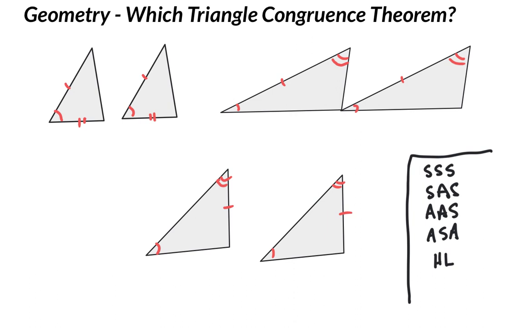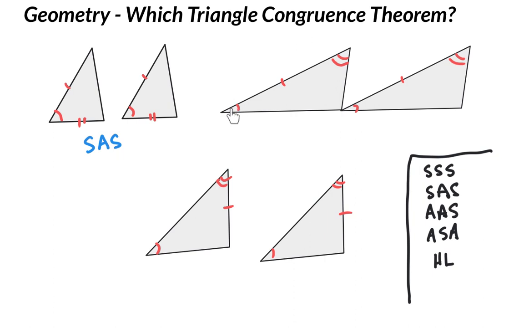Now, I don't have any right triangles here, but just make sure you look for those. That's that special case. All right, so let's begin here. We have a side congruent to this side. We have this side congruent to this side. So we've got two sides, and then these two sides meet at an angle that is also congruent. So this is two sides and the angle between them. So this will be side, angle, side, the congruence theorem that would show those are equal.